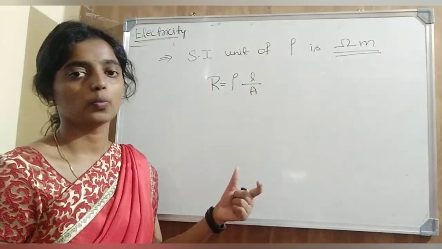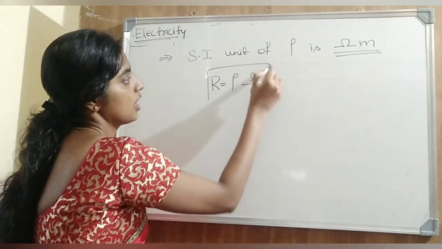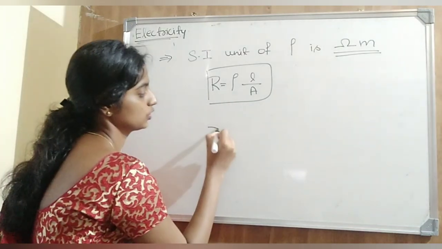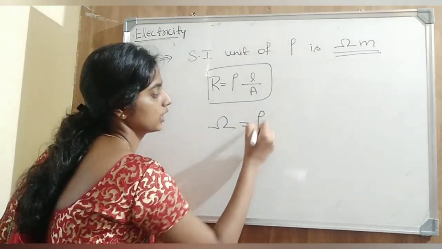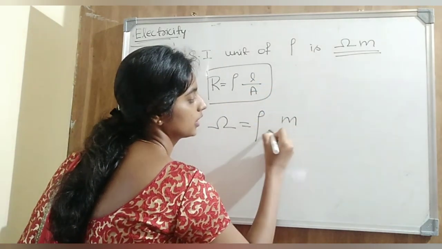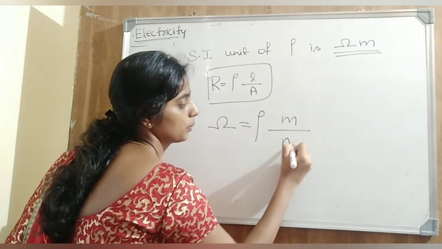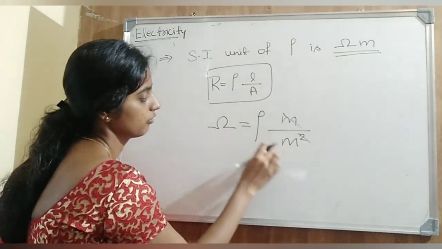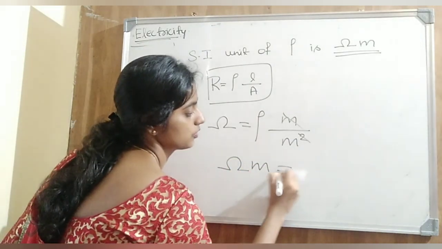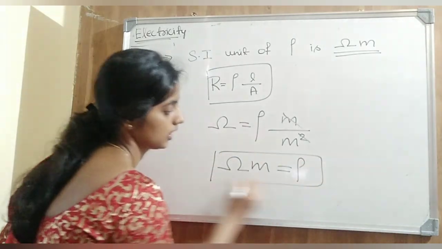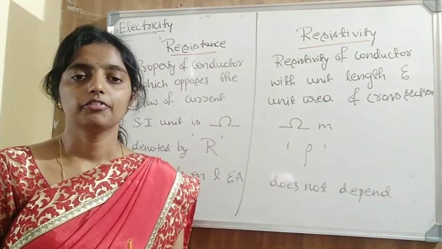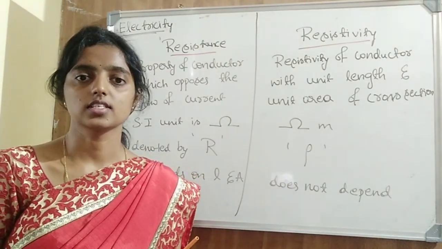Let us see how we got ohm meter. What is the formula of resistance? R is equal to rho into L by A. And what is the unit of R? That is ohm. We will keep rho as it is. What is the SI unit for length? M, and A, that is area of cross section, is meter square. We will cancel this one. When we cross multiply this, we will get ohm meter, which is equal to resistivity, and this is the SI unit of resistivity. Let us see a few differences between resistance and resistivity.